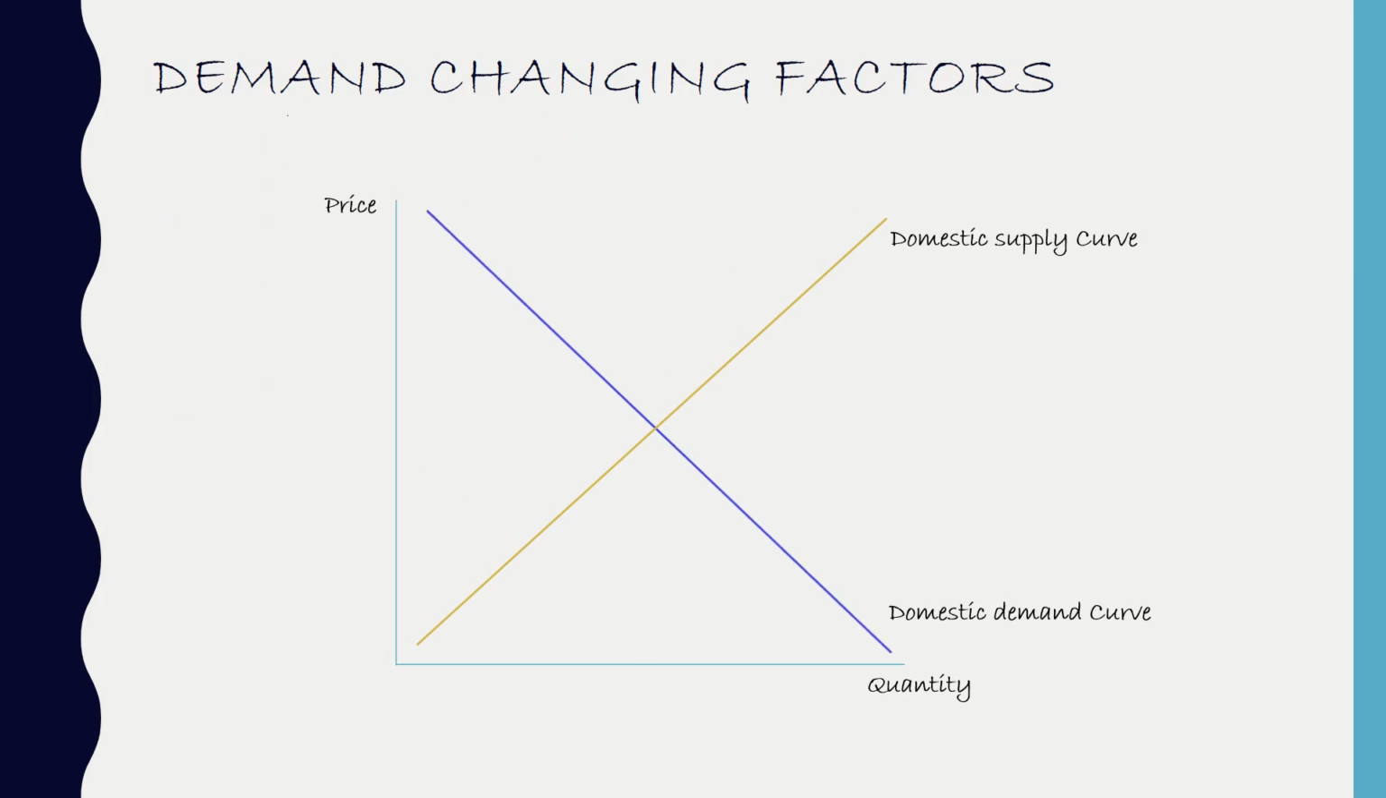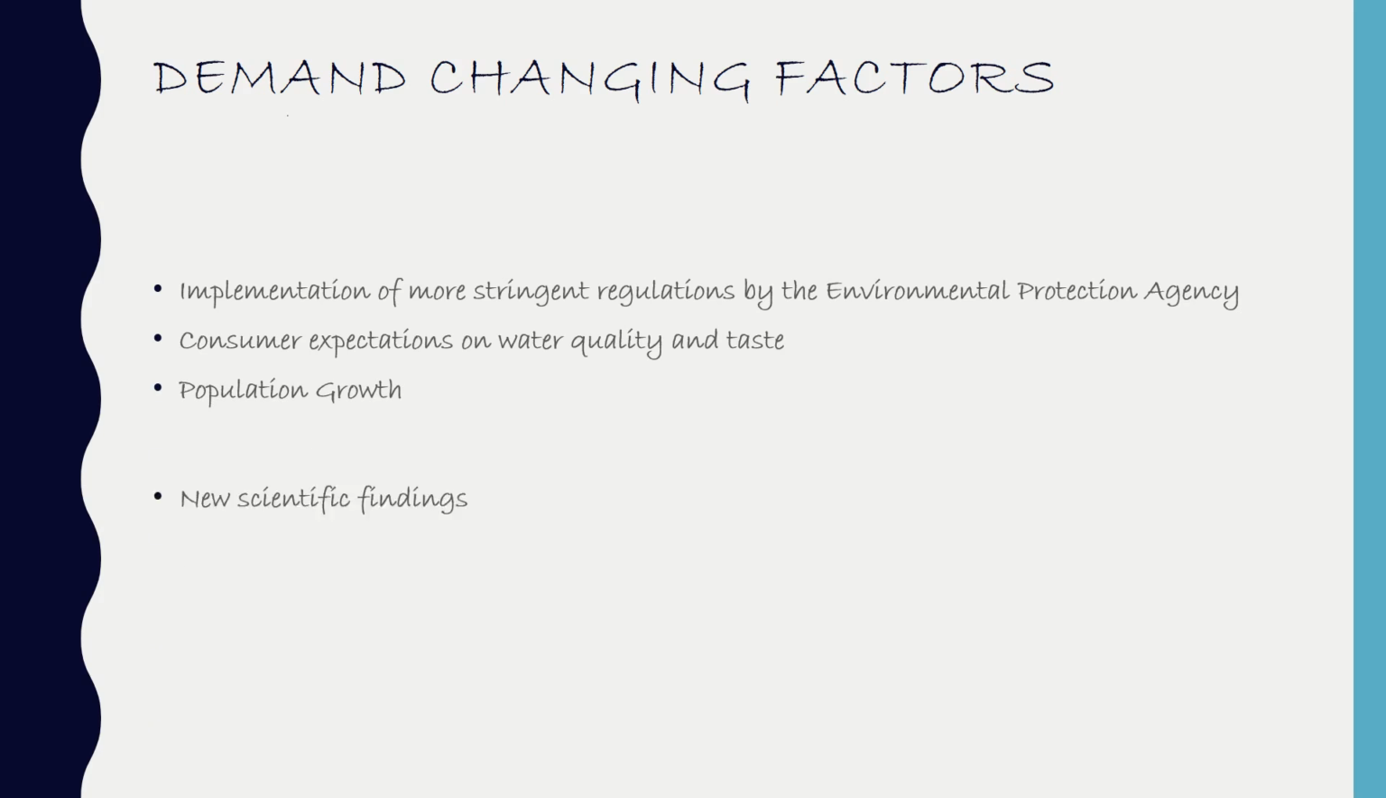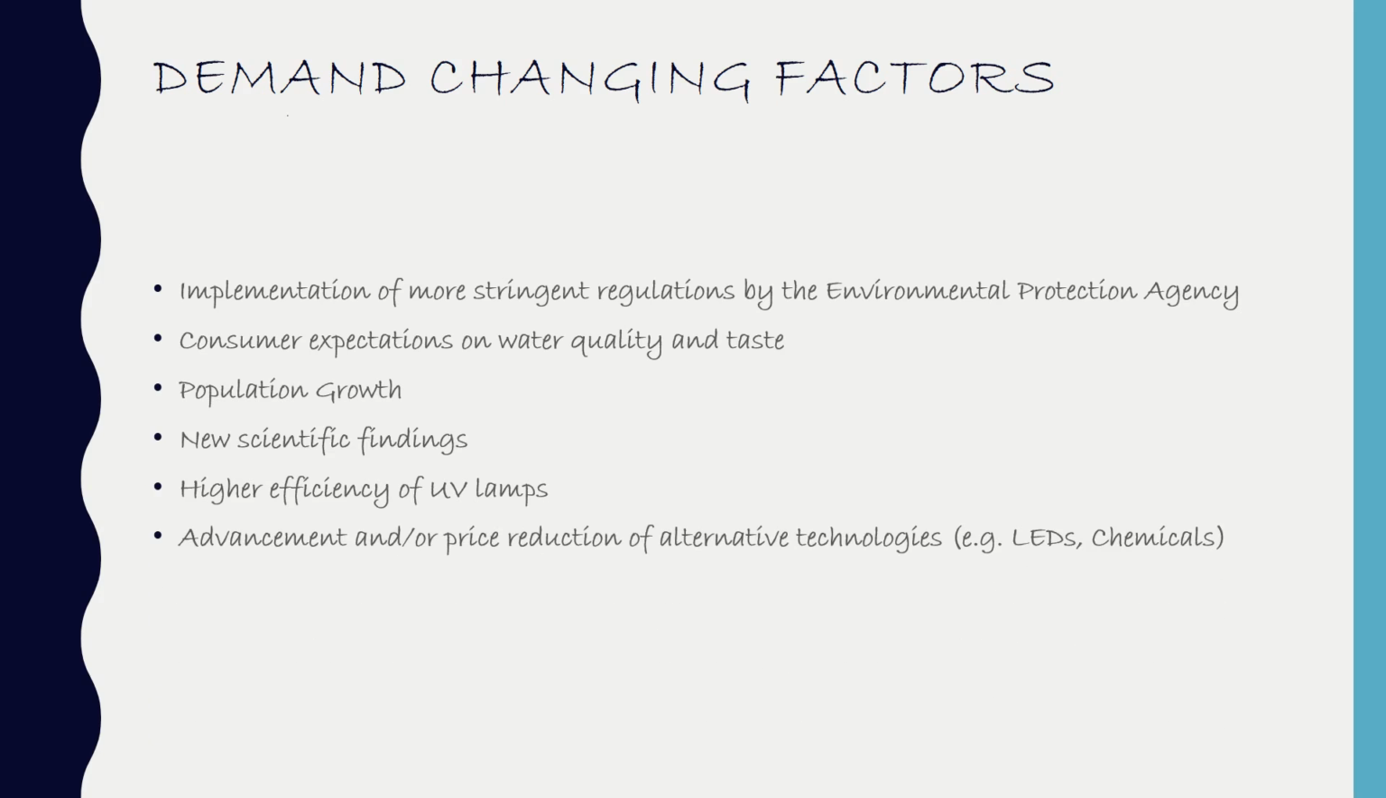If we have a look at the factors which could potentially change the demand for UV disinfection lamps here in Australia, we can list the following: implementation of more stringent regulations by the Environmental Protection Agency, consumer expectations on water quality and taste, population growth, new scientific findings, higher efficiency of UV lamps, and advancement and/or price reduction of alternative technologies, for example LEDs or chemical-based disinfection.